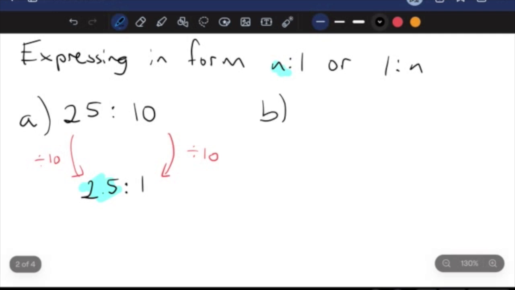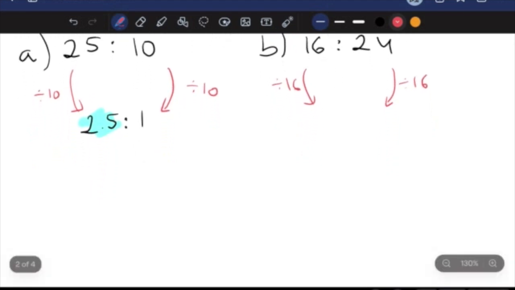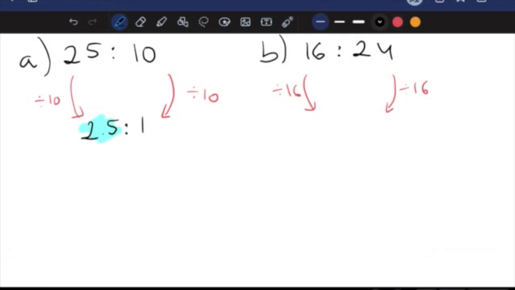Now let's do one more. So we'll go 16 to 24. Now we're going to look at the smaller number, which is 16, and we can divide both of these by 16. That will bring my 16 on the left-hand side to 1, and the 24, once I divide it through, will give me something else. So when I divide 16 by 16, that gives me 1. And when I divide 24 by 16, that is going to give me 1.5.